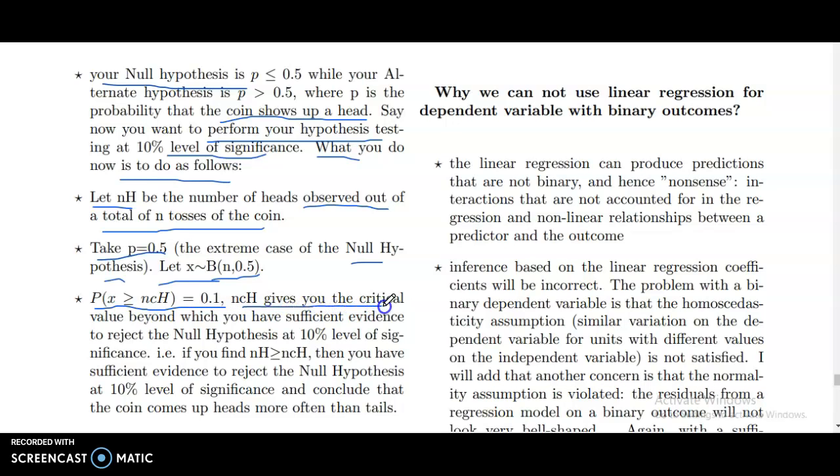NCH gives you the critical value beyond which you have sufficient evidence to reject the null hypothesis at 10% level of significance. That is, if you find NH is greater than NCH, then you have sufficient evidence to reject the null hypothesis at a 10% level of significance and conclude that the coin comes up heads more often than tails.